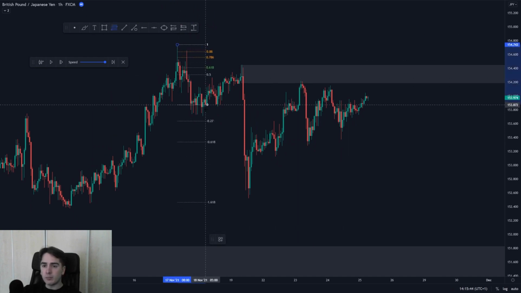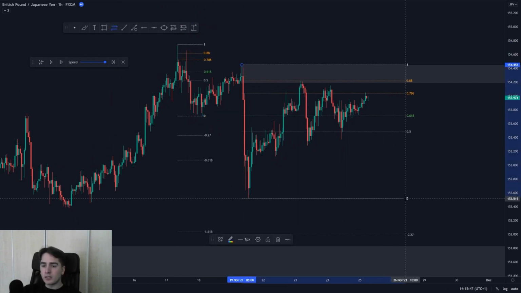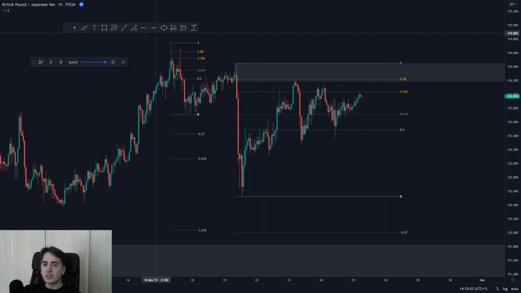I drew in my fib. So first of all, this was my first fib, this was my second fib, and what I knew was that price was rejecting that 0.88 and that we could definitely see some more downside.